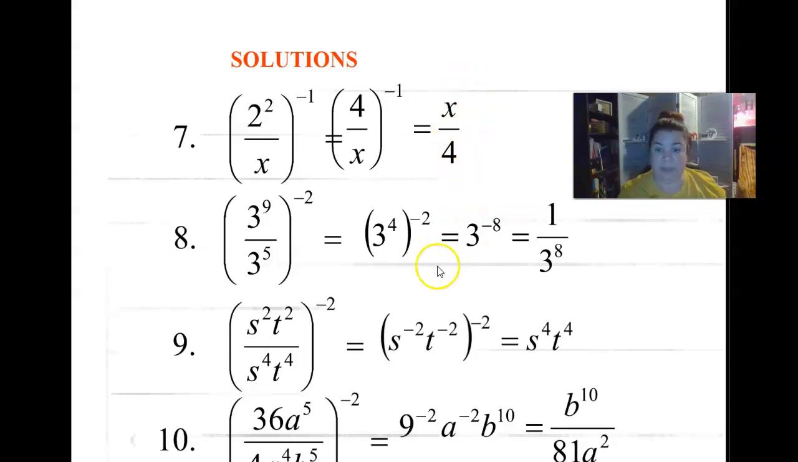Okay? How about 9? Look at 9. So same thing. We've done one similar to this before. So you have s, which will be negative 2, t, which will be negative 2, and then, because you do the parentheses first. Okay? Do the parentheses first. And then you have the negative 2 you've got to give to everybody. So then you have s to the 4th, t to the 4th. Okay?